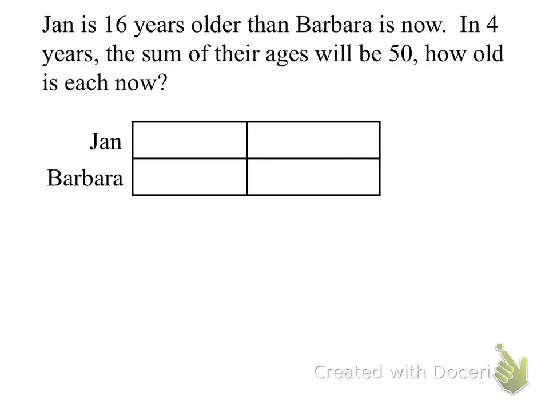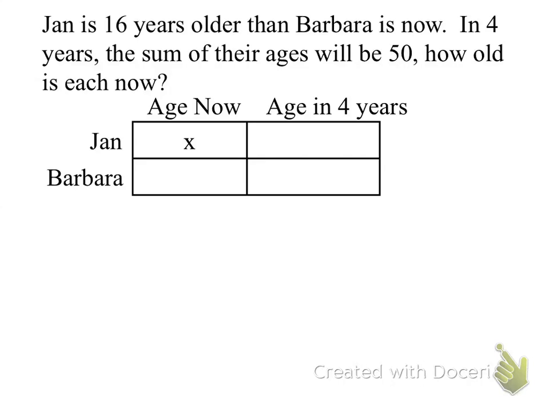And they talk about two different time periods. So the first thing we're comparing is their age now, and then we're going to look at their age in 4 years. So do we know their ages now? If we don't know Jan's age, we're going to call her, how about X? We give a variable for an unknown. Now, what would her age be in 4 years if her age now is X? Yes, X plus 4.